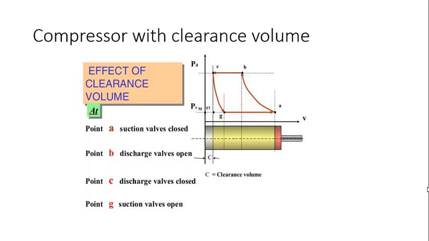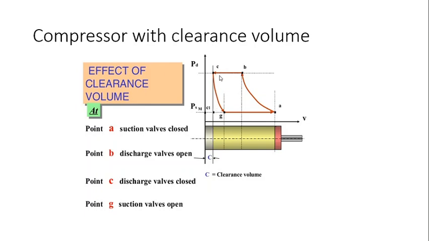This lecture is about the compressor with clearance volume. Here you can see a compressor with clearance volume. Clearance volume is the volume occupied between top dead center and the cylinder head. It prevents the piston from hitting the cylinder head, and this volume is called clearance volume.